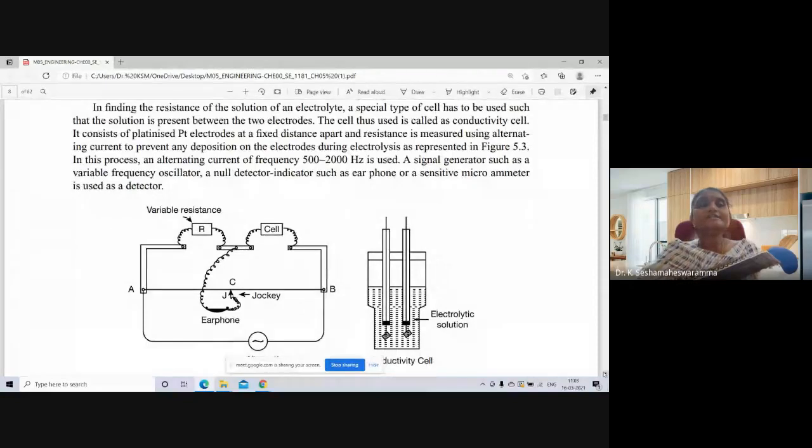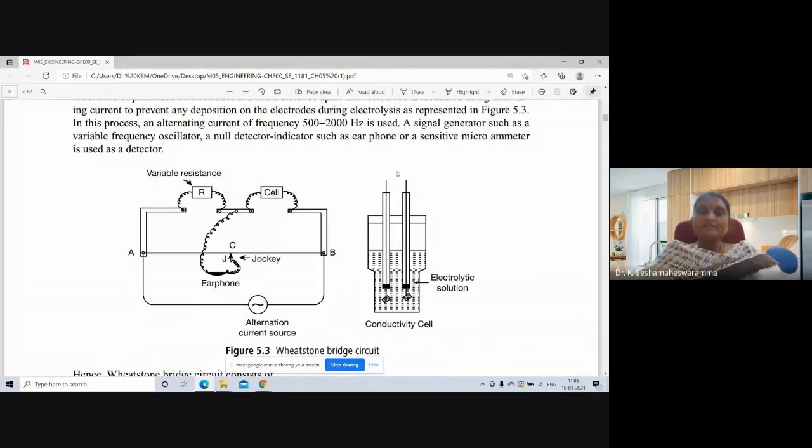In finding the resistance of the solution of an electrolyte, a special type of cell has to be used, such that the solution is present between the two electrodes. This is the Wheatstone bridge. The cell thus used is called a conductivity cell. This is the conductivity cell. It consists of platinum electrodes.